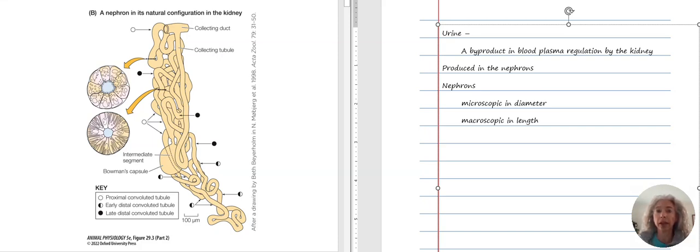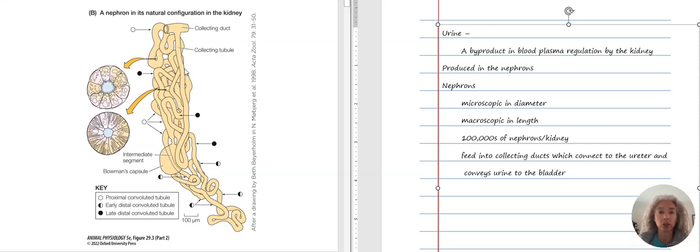Let's take a closer look at how definitive urine is produced. We're going to use the amphibian nephron as an example since they have a very generalized nephron. Nephrons are microscopic in diameter and macroscopic in length. There can be hundreds of thousands of nephrons per kidney. The nephrons will feed into a collecting duct. Here's the collecting tubule and then the collecting duct here. And that collecting duct will connect to the ureter and convey urine to the ureter and then the bladder.